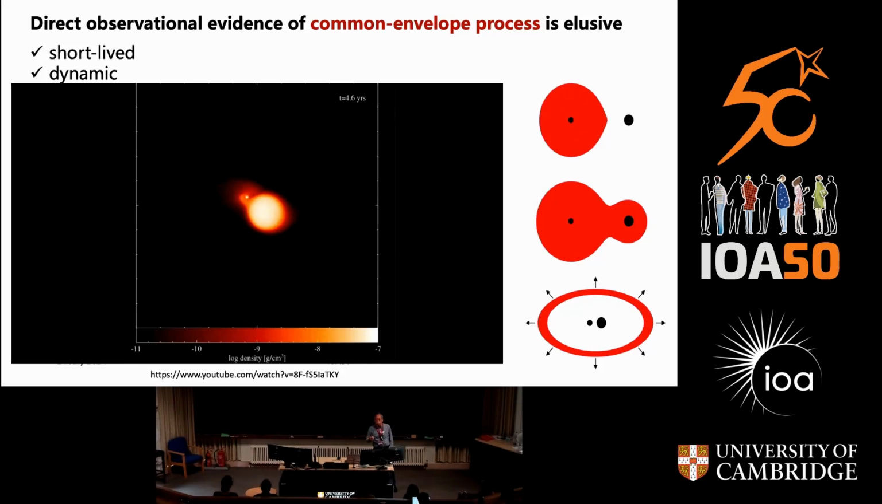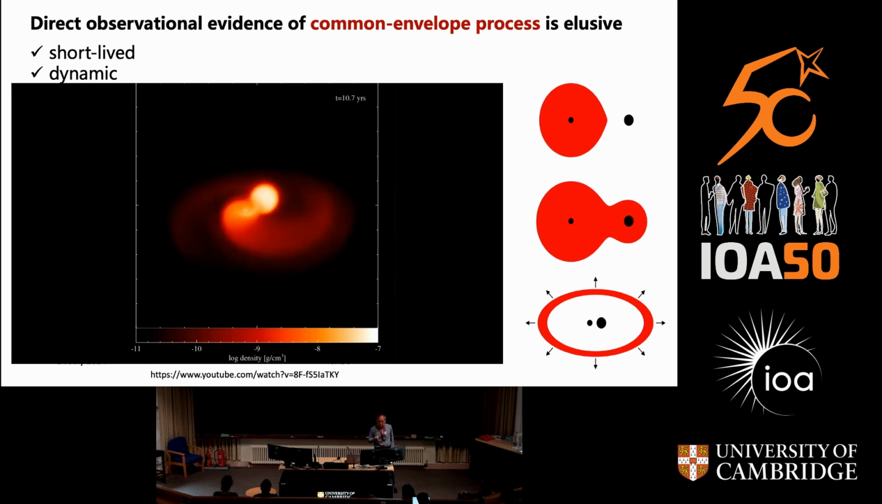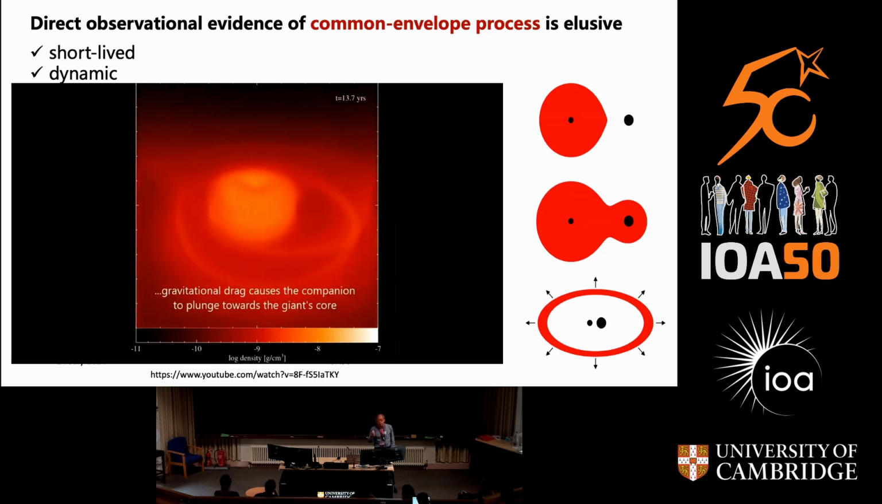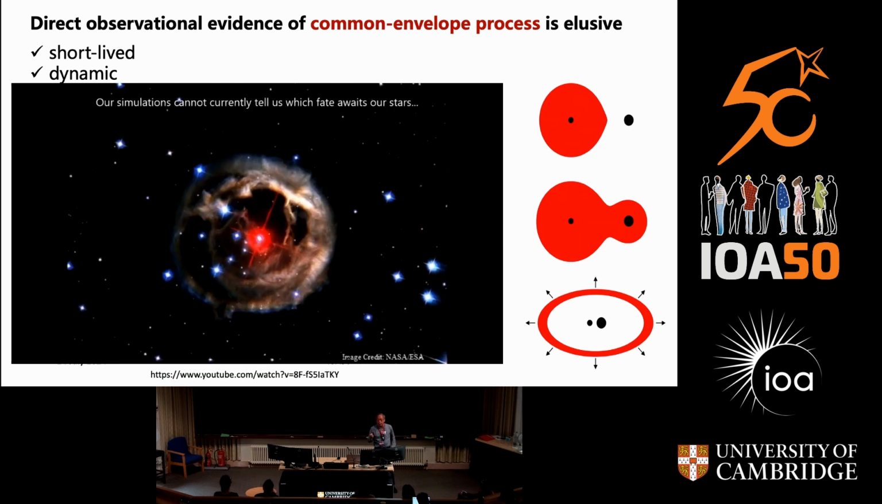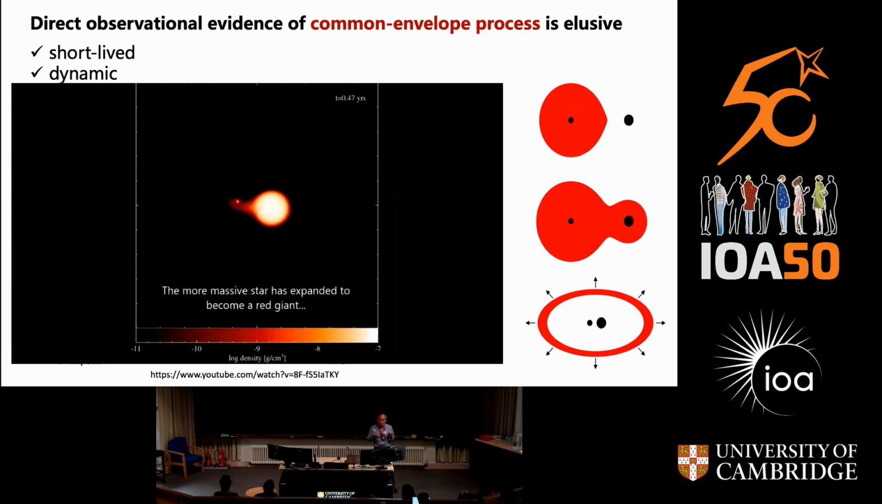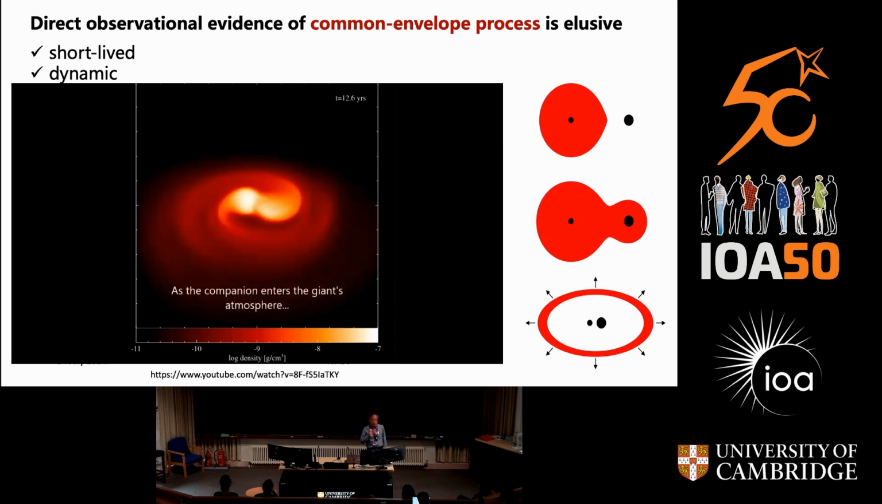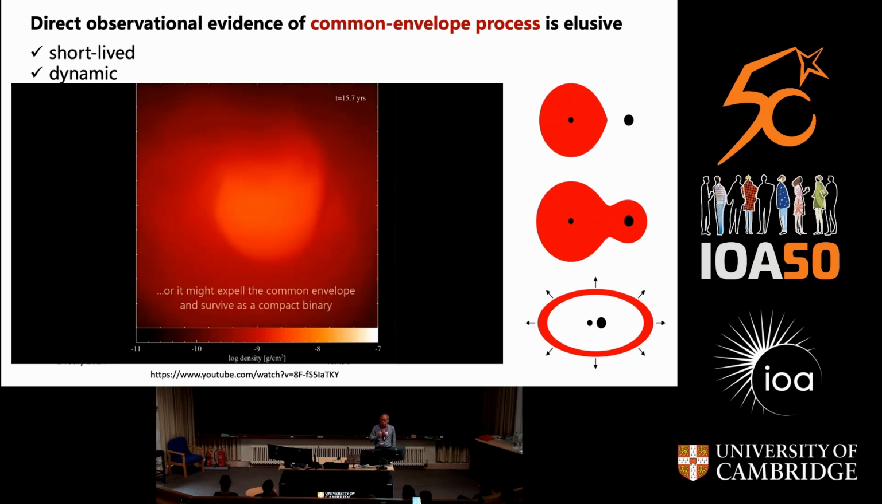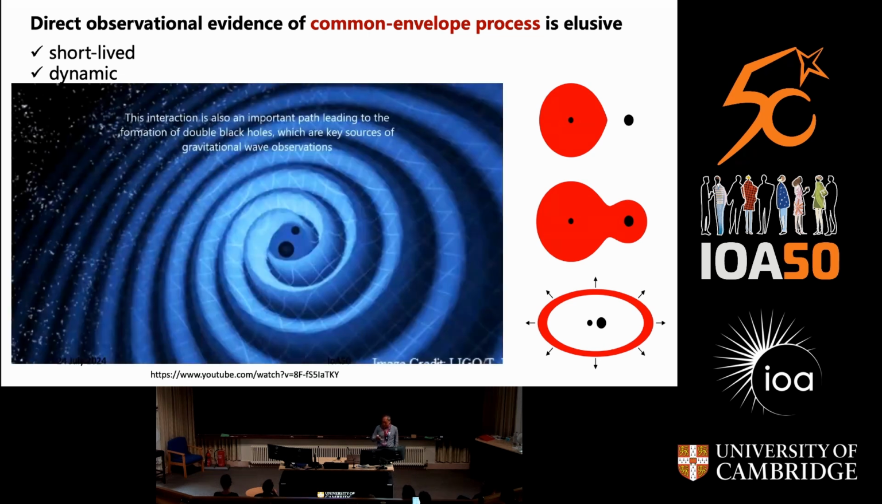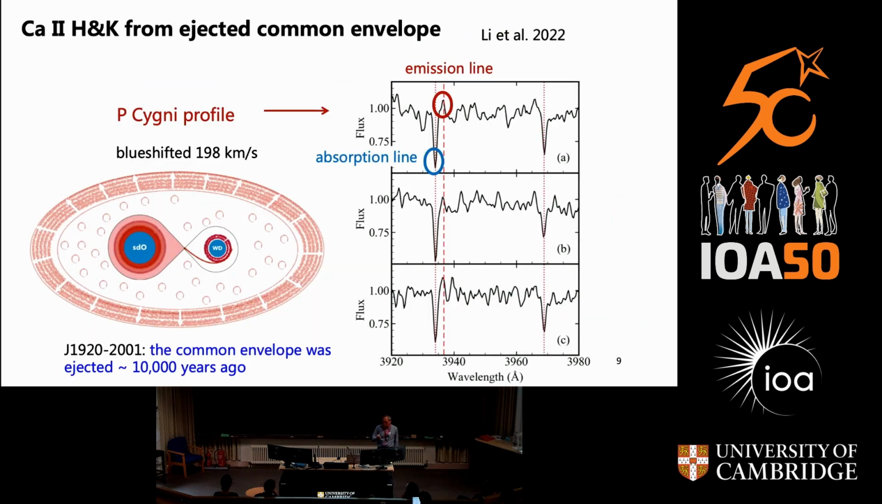We also did something about the observation of binaries. We know Paczynski proposed the common envelope evolution, but the common envelope is very short-lived, just thousands of years, and the process is dynamic, so it's very difficult to see. So we used the SkyMapper.